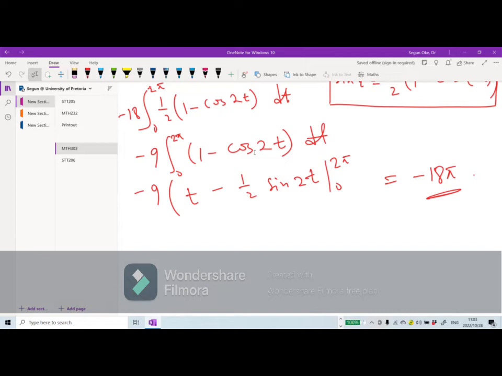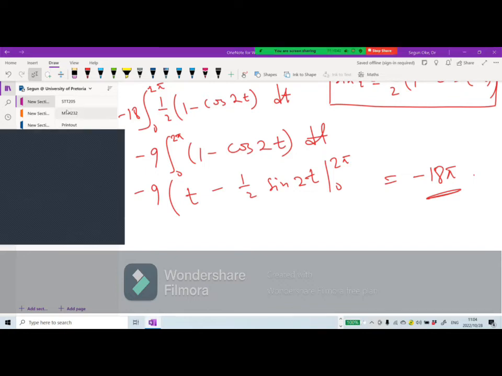Okay, let's look at another one, in case they ask you to solve the curve. Let's look at it.